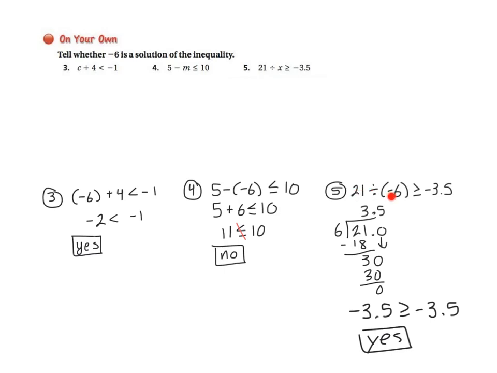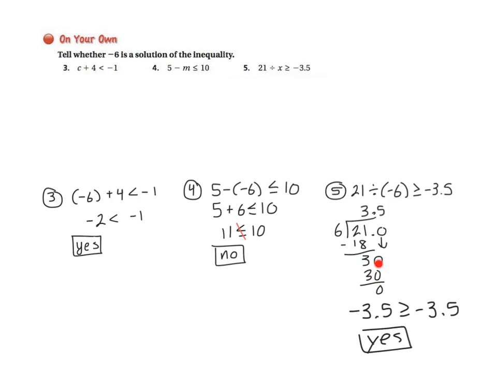Here, 21 divided by -6, I did my long division here. Remember, if you're doing long division and you run out of numbers, so we did 6 goes into 21 3 times. 3 times 6 is 18, and we subtract, and we end up with a remainder. That means we're not done. So we need to add a decimal point and a 0, and then we can bring down the 0 and do another round. 6 goes into 30 5 times.